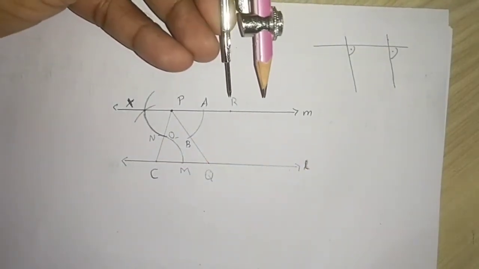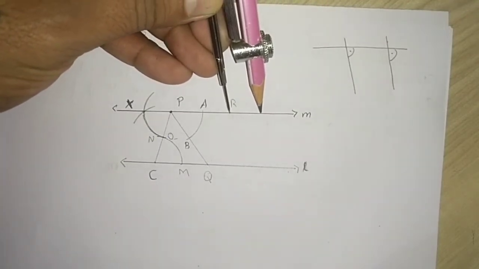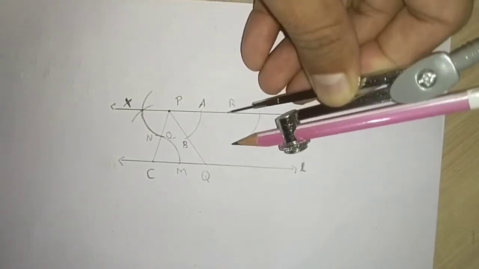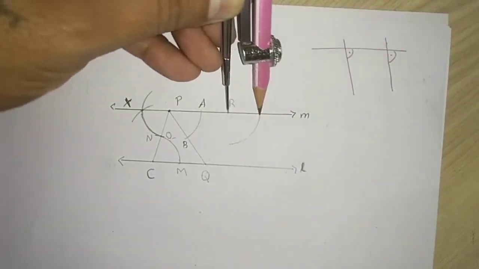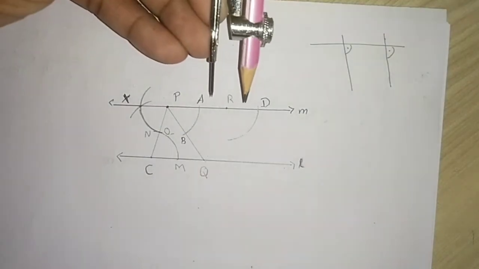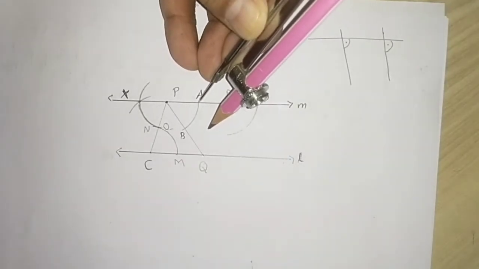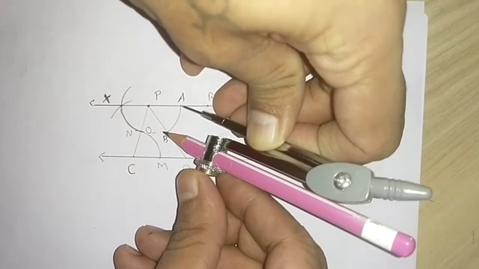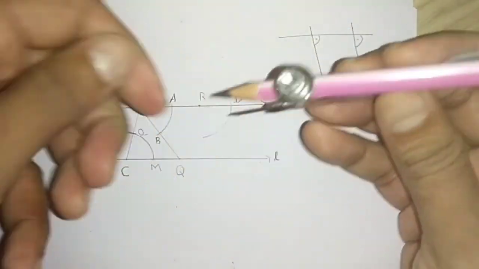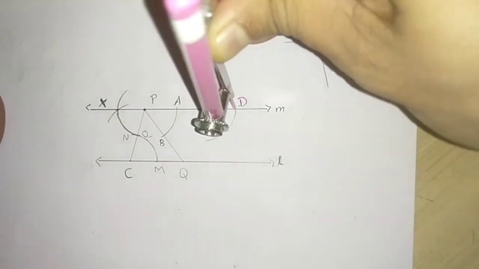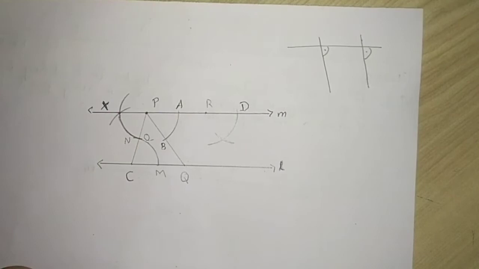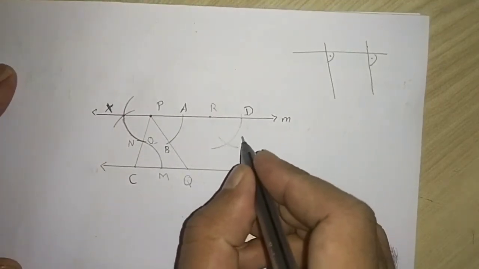Now with the same measurement, you will put the compass needle on R, and with the same radius we will place another arc which cuts M at, let us take it as D. Now placing the needle on A and opening the compass till B, we take this measure B, and now put it on D and cut the arc which we have placed previously. Let us name it E.